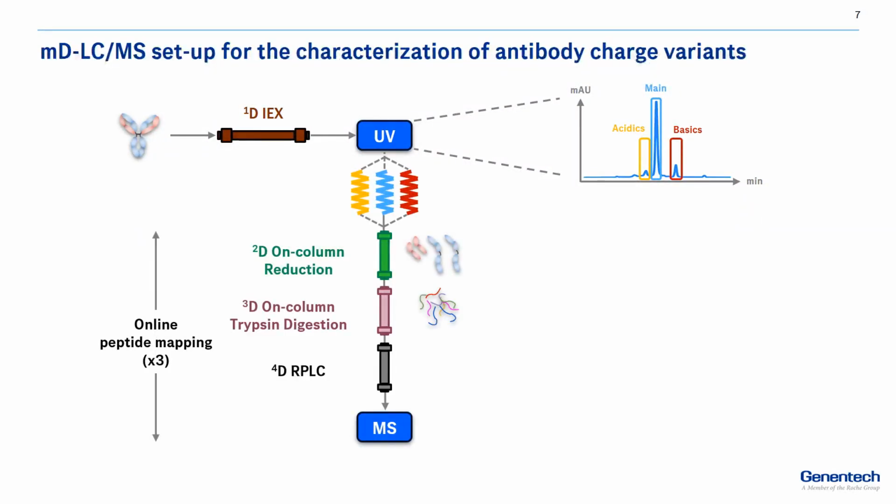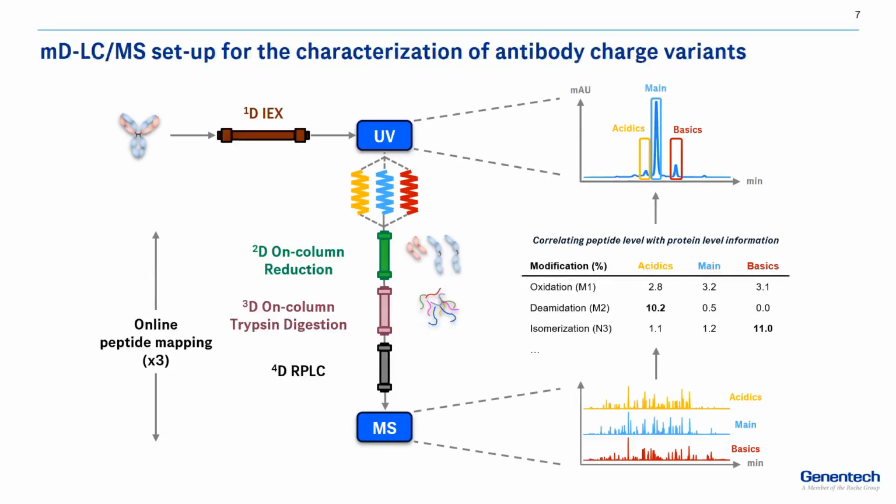After that, one by one, the loops were injected into the rest of our system in 2D, 3D, and 4D to do reduction, trypsin digestion, and RPLC separation before MS detection. Like that, we were able to obtain different chromatograms and different MS information associated directly to the different fractions collected after the first dimension. Like that, we were able to correlate peptide level with protein level information.